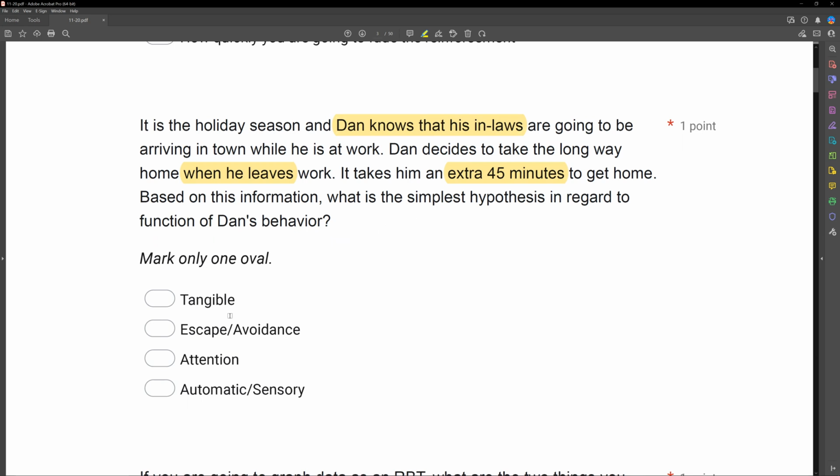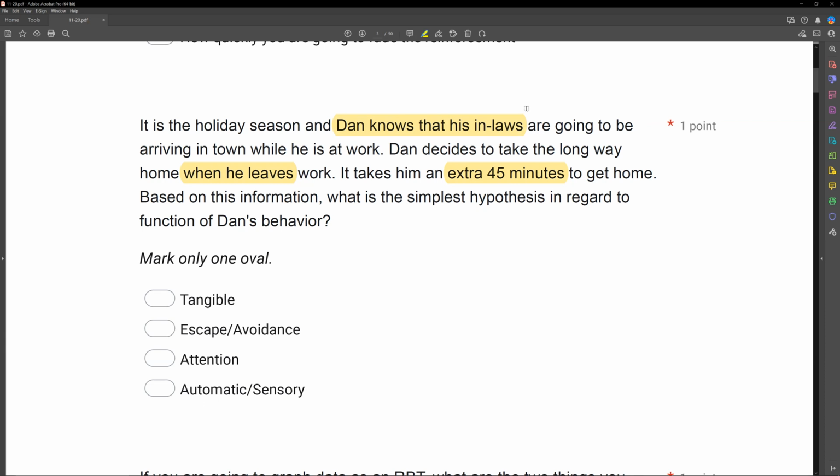Is he trying to avoid something? Yes, it seems like he's trying to avoid his in-laws. Is he trying to get attention? Well, no. If he wanted attention, he probably would not be driving away or staying away from his house and his in-laws. And then D, automatic sensory.